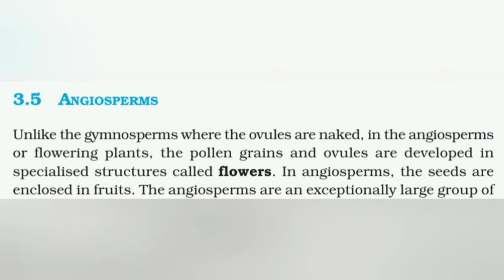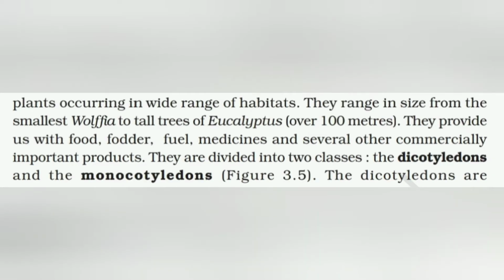The angiosperms are an exceptionally large group of plants occurring in a wide range of habitats. They range in size from the smallest Wolffia to tall trees of Eucalyptus whose height is over 100 meters.